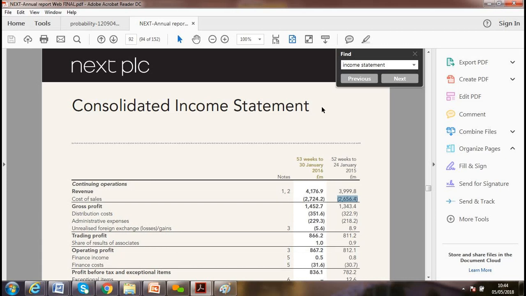We can do exactly the same with sales, because if our sales are increasing by a higher percentage than the cost of sales, it means our gross profit is increasing more. Okay, we'll do gross profit divided by sales revenue. Let's see 2016: 1452.7 divided by 4176.9.